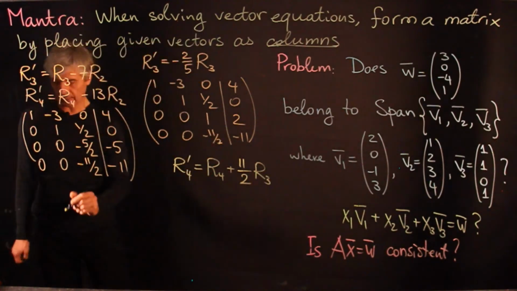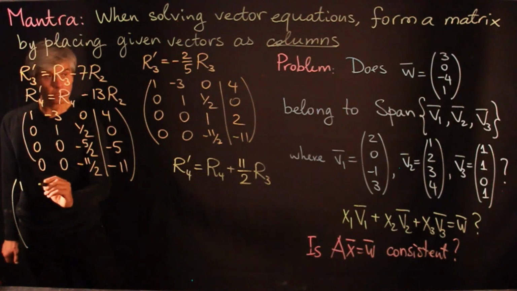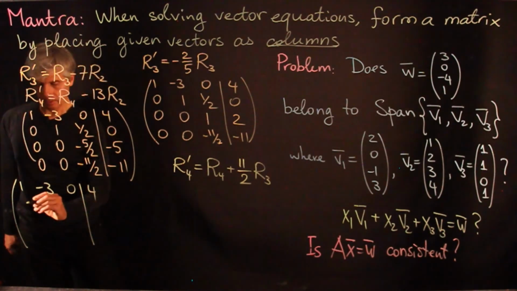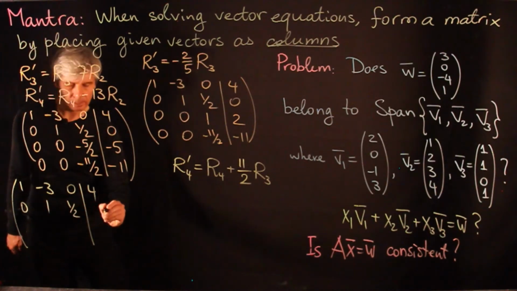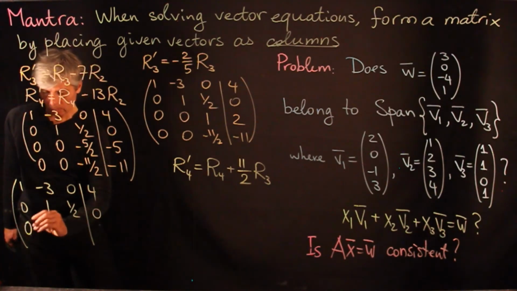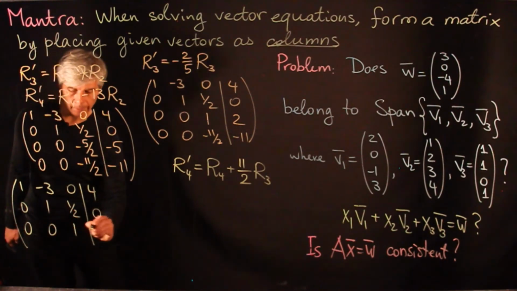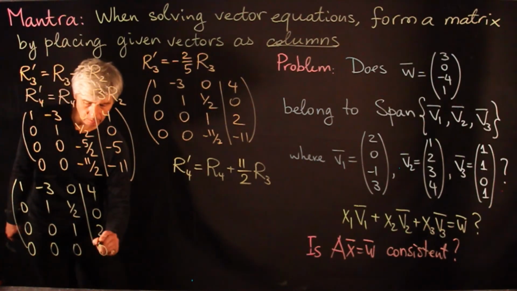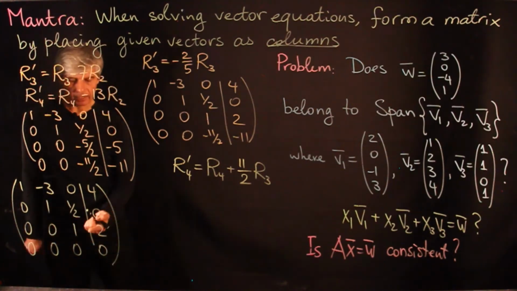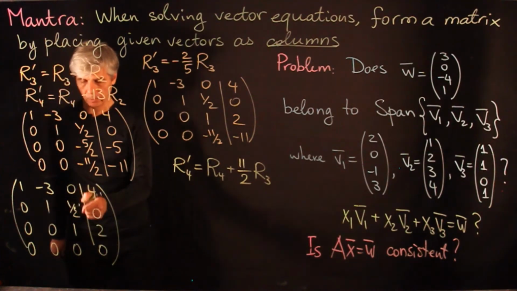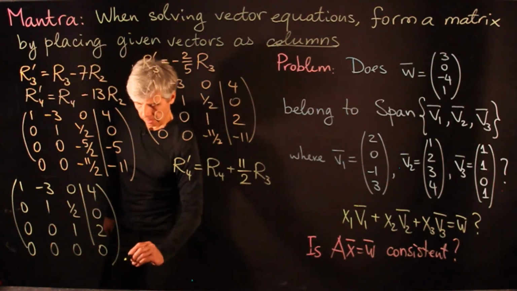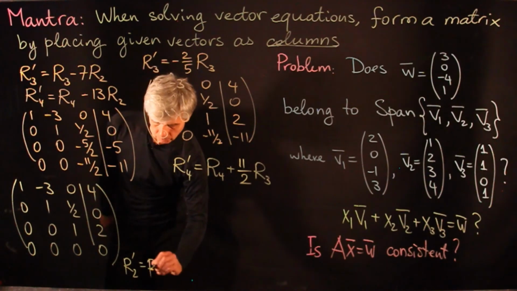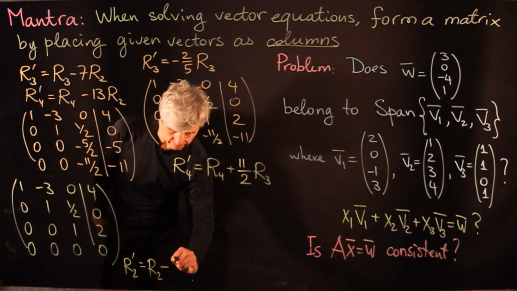And this will eliminate the last row of the matrix, and we get 1, -3, 0, 4, 0, 1, 1 half, 0, 0, 0, 1, 2, and 0, 0, 0, 0. Now let us bring this to reduced row echelon form. So now we need to eliminate this 1 half. So we say that row 2 prime is row 2 minus 1 half row 3.